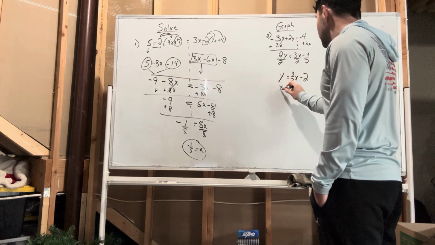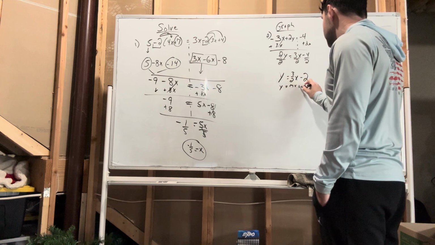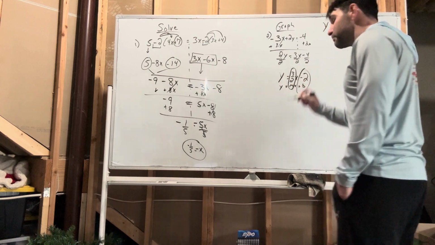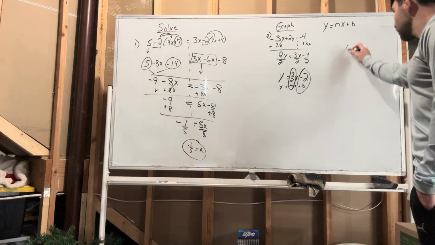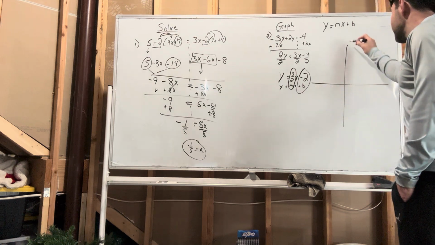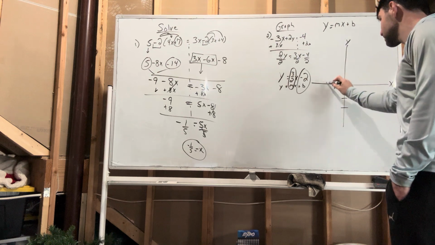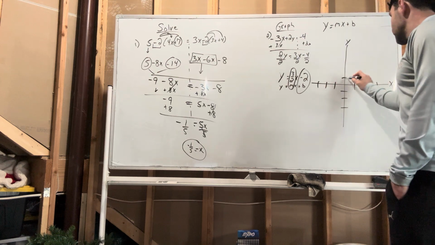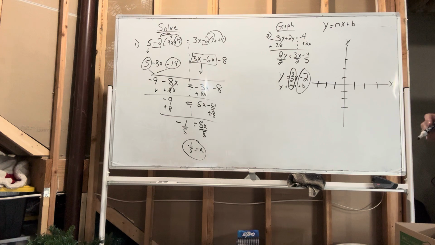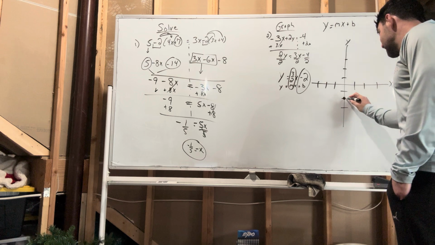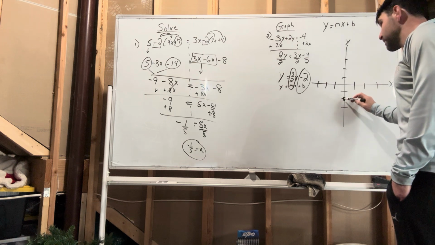Okay, so y equals mx plus b. My m is a positive 3 halves. My b is a negative 2. Remember, my b is my y-intercept. 1, 2, 3, 1, 2, 3, 1, 2, 3. Okay, so we start with my y-intercept. Y equals mx plus b. I start with my b. That's at negative 2. Don't move your pencil.